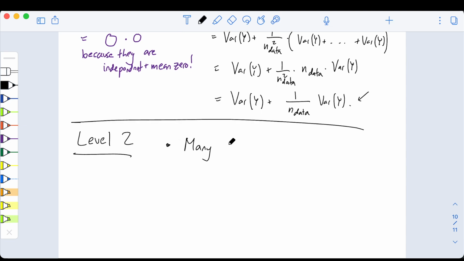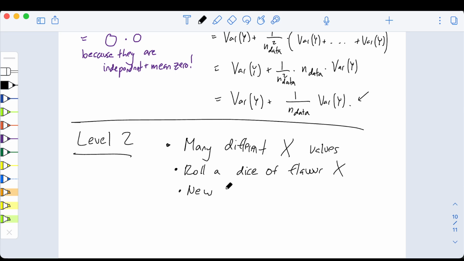The new thing is there are many different X values, and we roll a dice of flavor X. A new X is chosen for each sample. And the question is, again, can you determine what the mean of the dice is for a given X value?